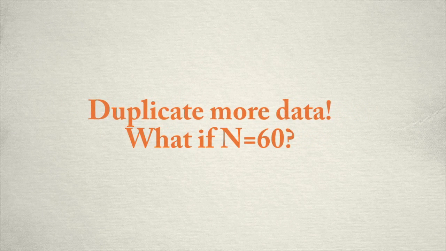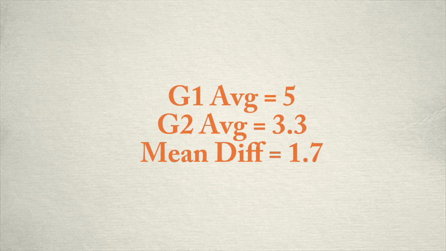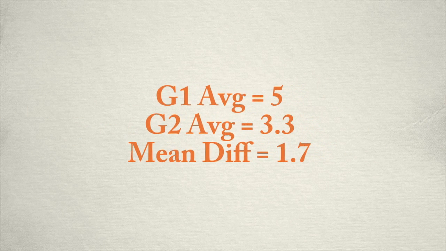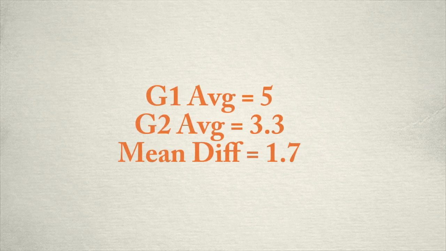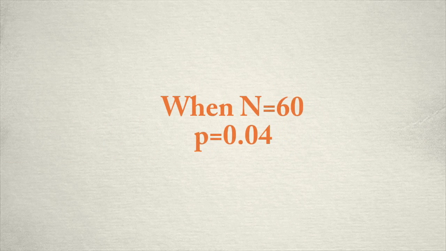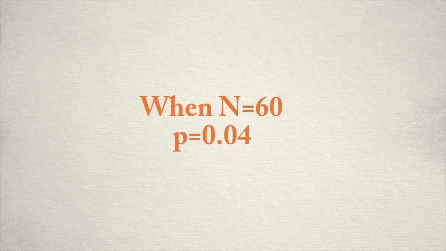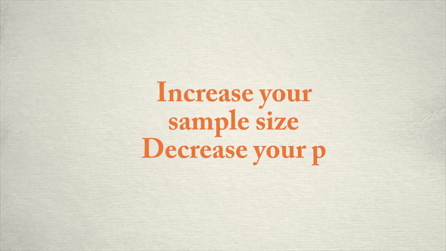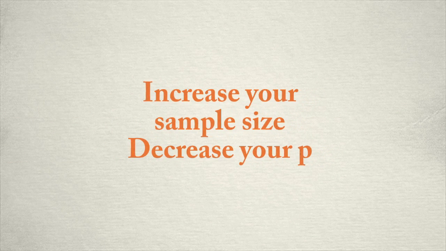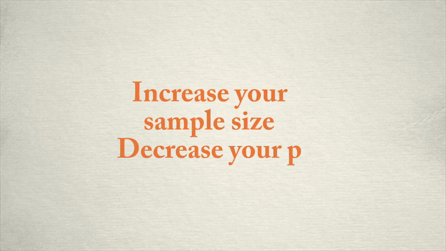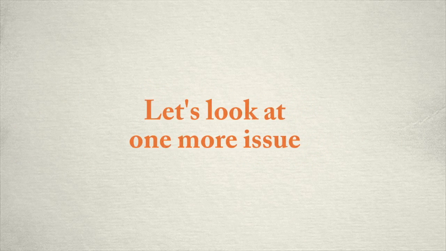What's going to happen? We will still have the same Group 1 and Group 2 averages. We still have the same mean difference. Now, simply because we added more participants, we found a statistically significant difference. This demonstrates that if you increase your sample size, you will decrease your p-value. Let's look at one final issue.